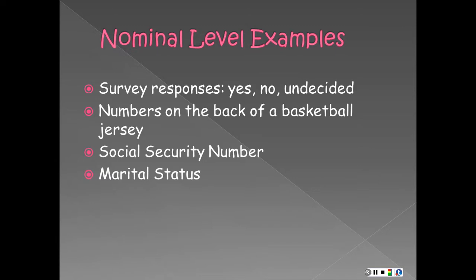So for example, these would be survey responses of yes, no, undecided. The numbers on the back of a basketball jersey, you can arrange those, but it doesn't really tell you anything. Just because a player wears number 2 doesn't mean they're better than the player with number 14. So that's nominal level. Social Security number, same thing. You can arrange them, but it doesn't tell you anything. And then marital status is just categories.